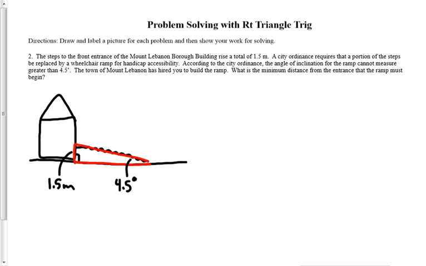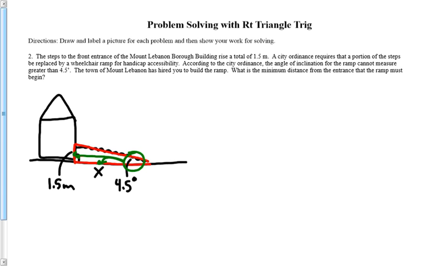So in this problem, they're actually asking us to find this length of the triangle, right? They're not asking us how long is the ramp. They're asking us how far from the entrance or how far from the building should the ramp start. So we have an angle of 4.5 degrees right here. We know the opposite side, and we're trying to find the adjacent side.